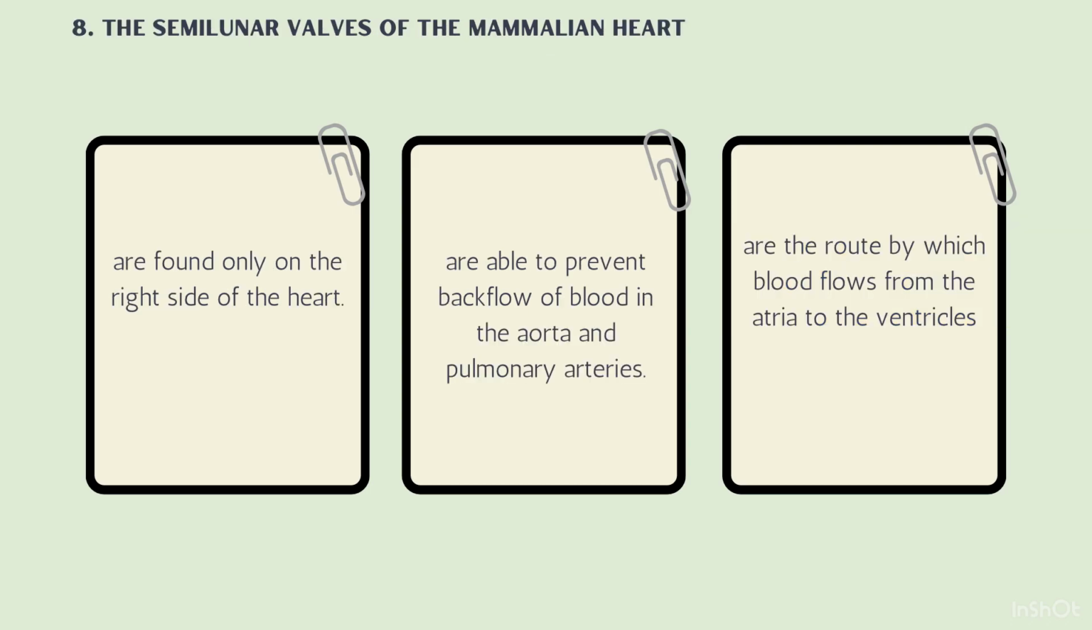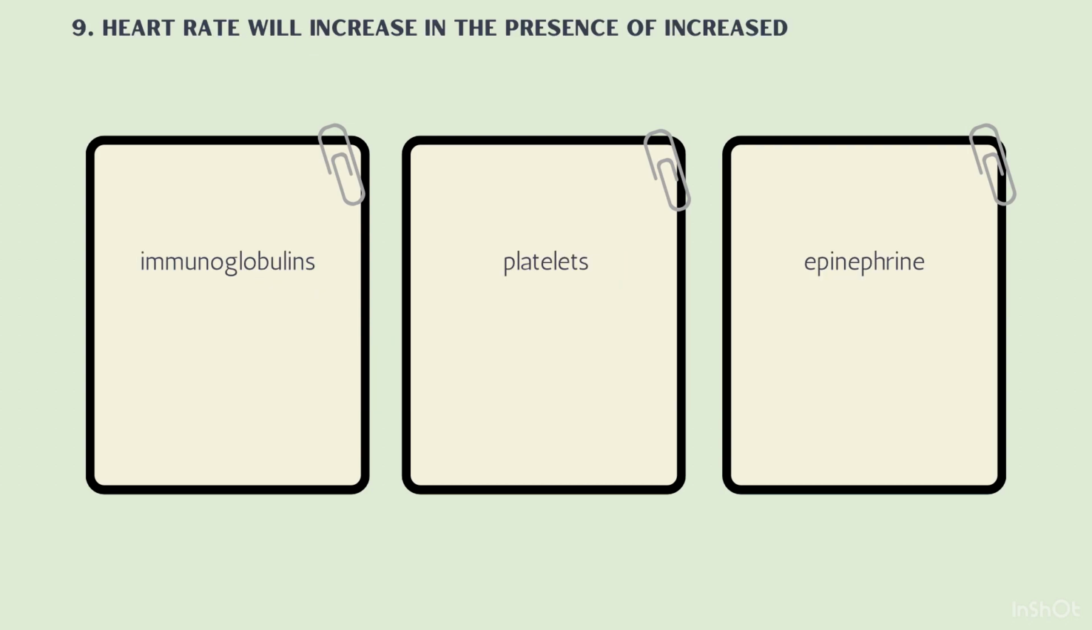Number 8. The semilunar valves of the mammalian heart are able to prevent backflow of blood in the aorta and pulmonary arteries. Number 9. Heart rate will increase in the presence of increased epinephrine. I might have butchered how that's pronounced, but that is the correct answer. The other two are not applicable for this concept.